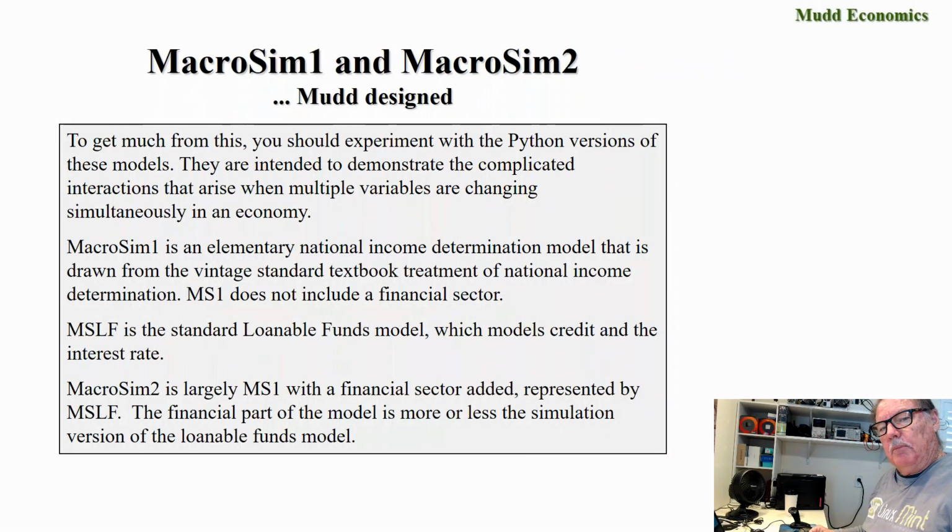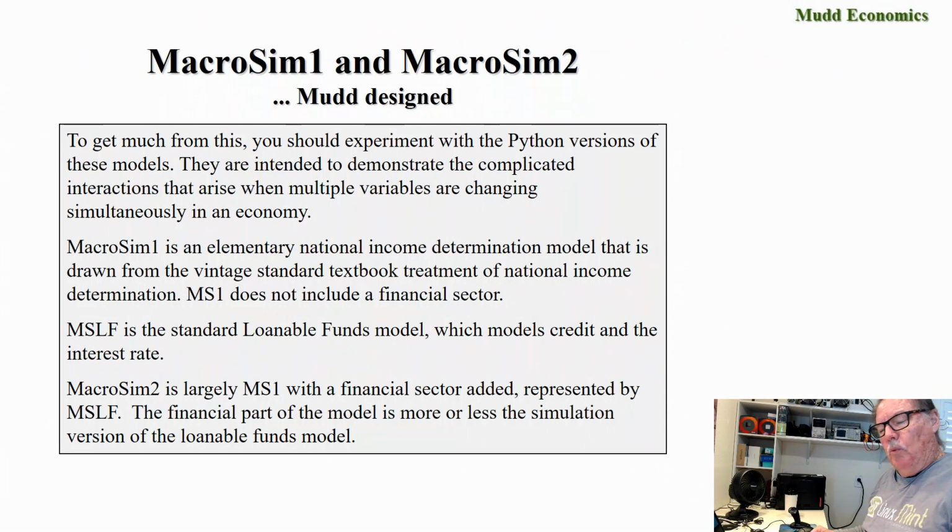The MacroSim models consist of MacroSim1, a loanable funds model that's an interim model, and MacroSim2. I designed them in Python to be used with students who are familiar with Python. And these are not executables, they're still in Python mode, where you go into an IDE or an editor or Jupyter or something and play around with them. They're intended to demonstrate the complicated interactions that arise when multiple variables are changing simultaneously in an actual economy. Because, of course, in the graphical comparative statics models that we've been using, you really can't see that complex interaction, but you can see it in at least an elementary simulation model.